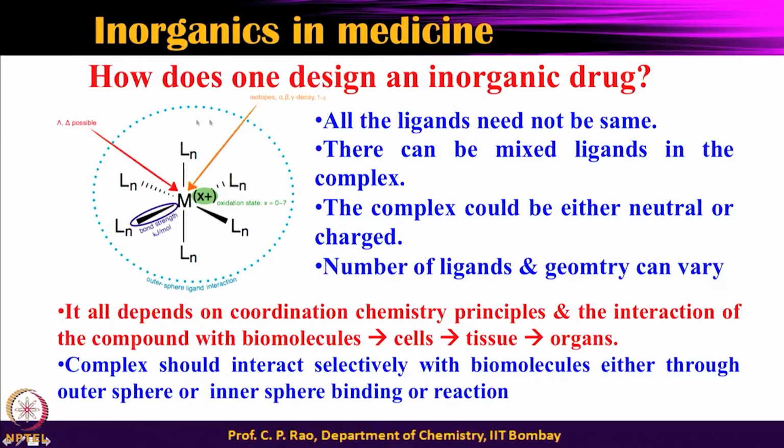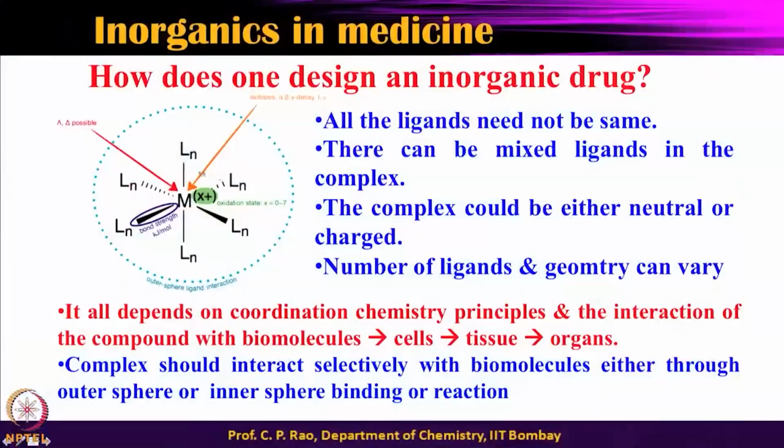When you make such complexes, you also have their isomerism playing a role in parallel. It could be structural isomerism, geometrical isomerism, optical isomerism, various kinds of isomerism. Some of these isomers may not be active, some may be active, just like we have seen in the example of cisplatin is active, transplatin is not active.